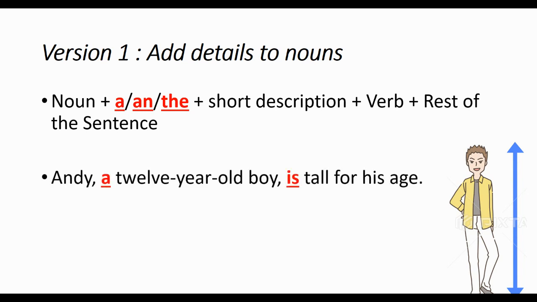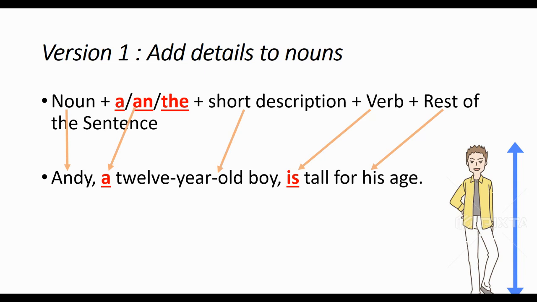Okay, so my noun is Andy. And then I have the word a, which is an article. What's the short description of Andy? He is a 12-year-old boy. But I want to add in a second piece of information about Andy. So I need to add another verb. So my verb is, and the rest of the sentence is tall for his age.